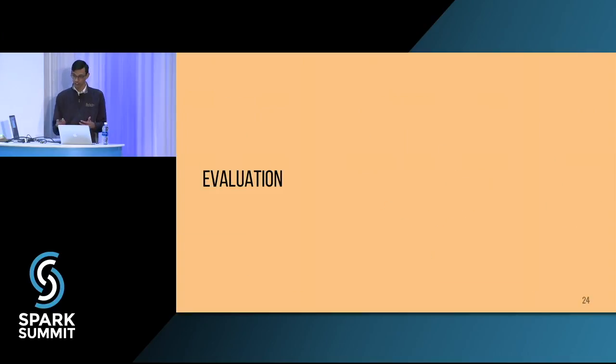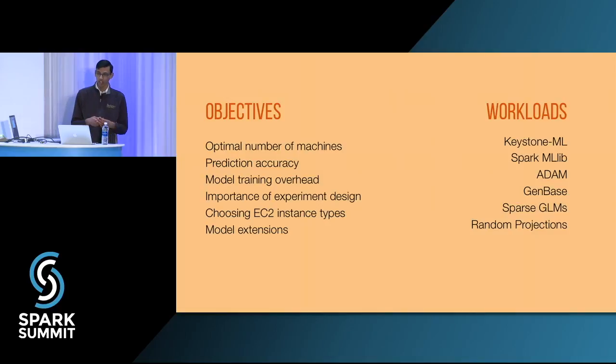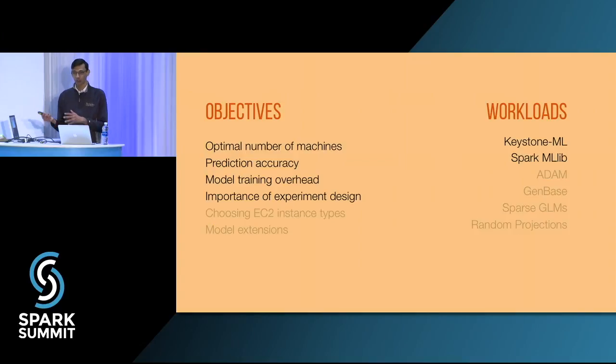With that, I'm going to talk about some of the evaluation that we did, some use case scenarios, and also how accurate our model is and how long it takes to build our model. We ran this on a number of different workloads, including Spark MLlib and some of the Keystone pipeline that I showed you before. Those are the two I'm going to have time to talk about today, but you can look at the rest of them in our paper and in our GitHub page that I'll talk about a little bit later.